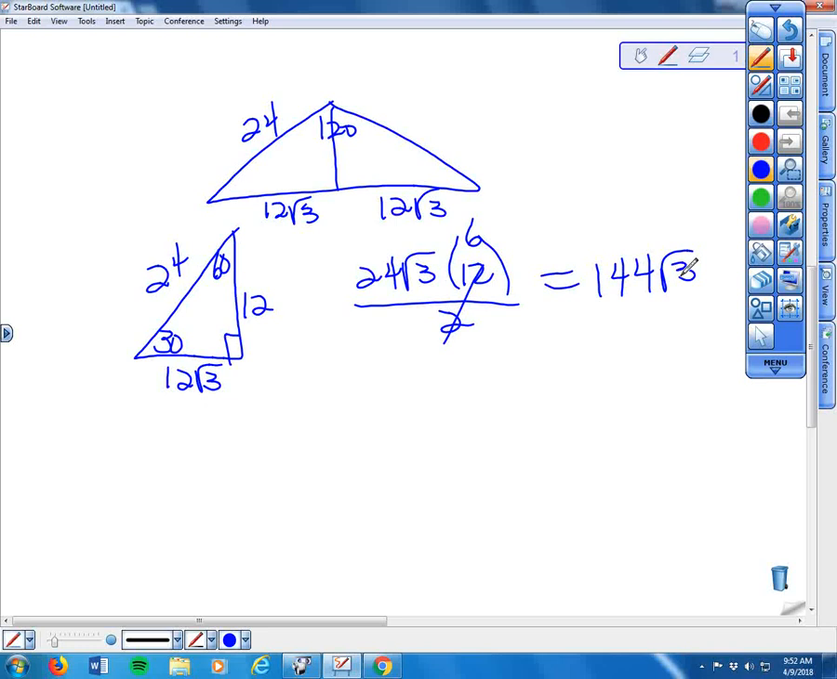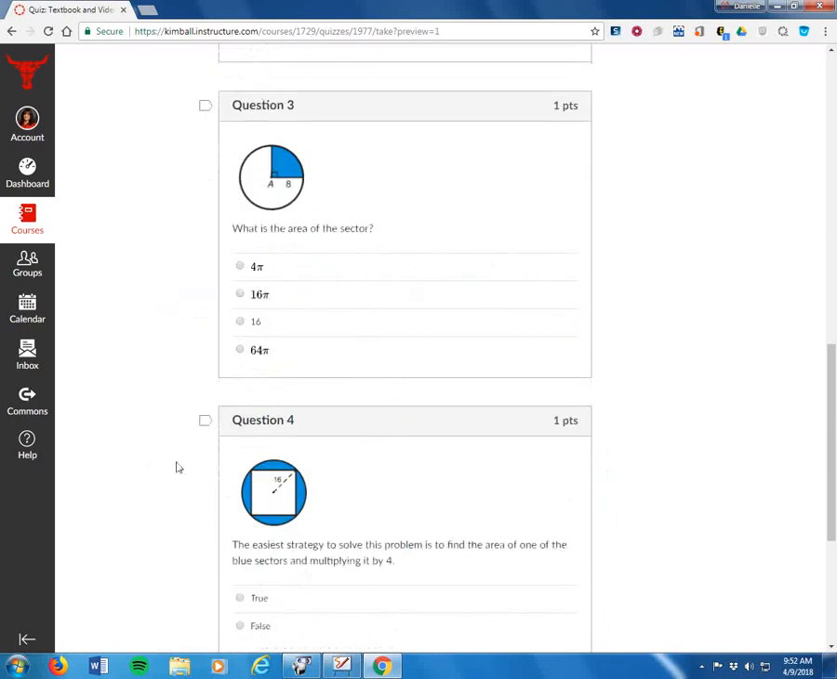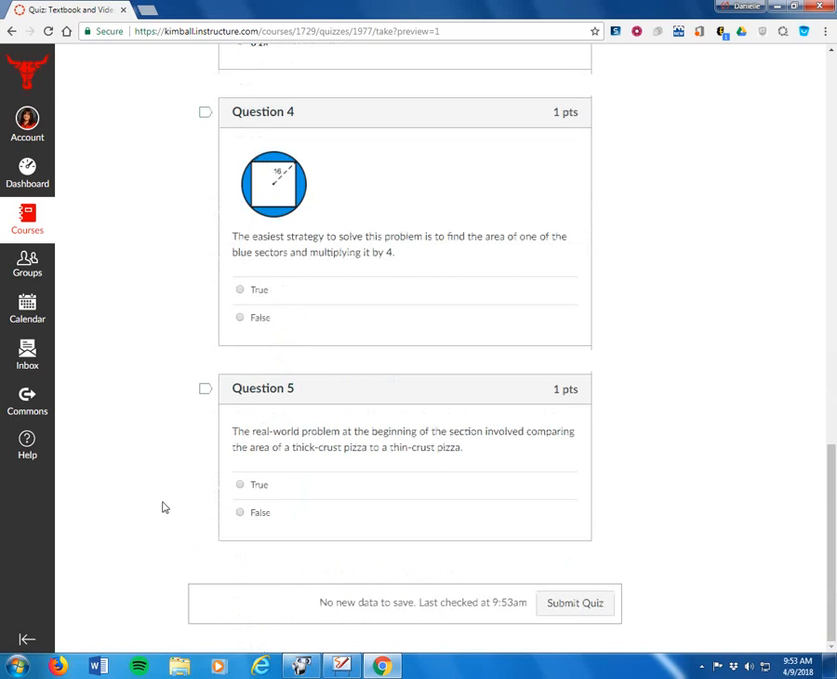Okay. I think it was in the reading, and then she also did it as an example in the video. Here, what's the area of the sector? Well, the area of the whole thing is 64 pi, and that sector is a quarter of the whole thing. So 64 divided by 4 is 16. So 16 pi.